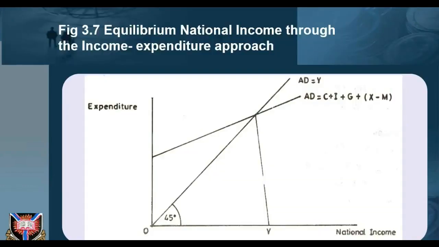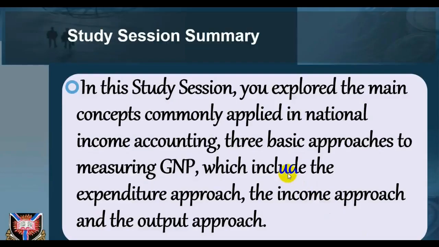Study session summary. In this study session, you explored the main concepts commonly applied in national income accounting. National income is simply the total income earned by all factors of production over a period of time, usually a year. There are three basic approaches to measuring GNP. These include the expenditure approach, the income approach, and the output approach. You were further told that the three approaches would give the same value for national income after making appropriate adjustments.